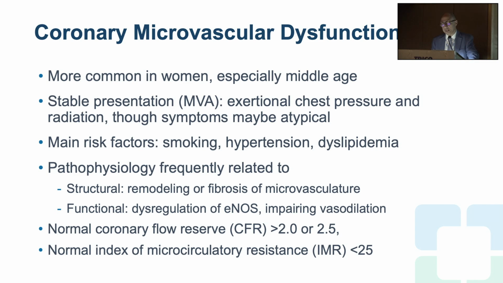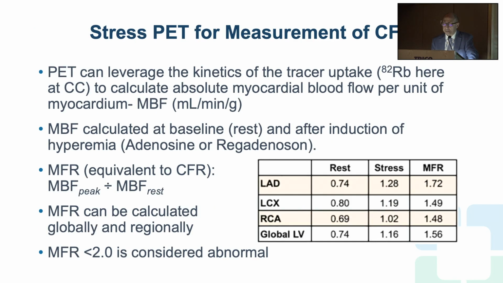The last couple of things I'll talk about are microvascular dysfunction and vasospasm. Microvascular dysfunction is more common in women, especially in middle age. The pathophysiology is related to remodeling or fibrosis or rarefaction of the microvasculature. There is a form of microvascular dysfunction that's called functional, and it's caused by dysregulation of nitric oxide synthase. It's normally defined as a CFR less than 2.5 or less than 2, and the microcirculatory resistance of more than 25. You can diagnose that using PET scans or MRI.